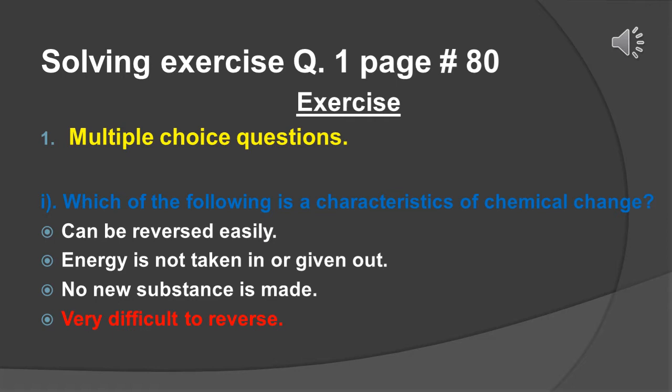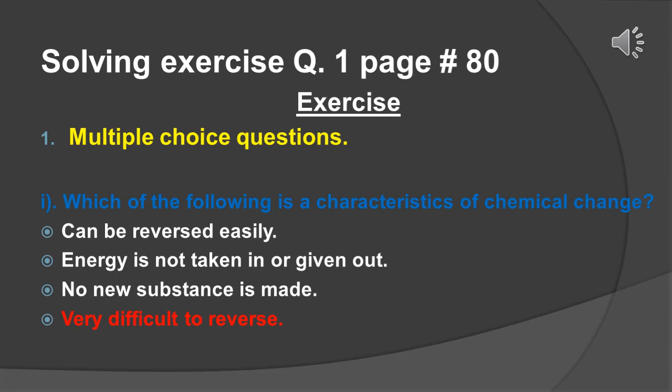Now we are going to solve question number 1 of the exercise at page number 80, which is multiple choice questions. We have to sort out the one most appropriate option for each statement. Let us start with the first statement. I. Which of the following is a characteristic of chemical change? Option 1 is, can be reversed easily. Option 2 is, energy is not taken in or given out. Option 3 is, no new substance is made. And at last, option number 4 is, very difficult to reverse. Now we have to mark the correct option.